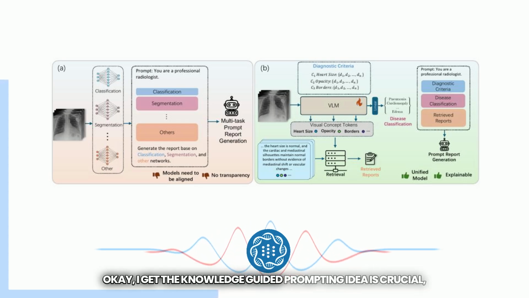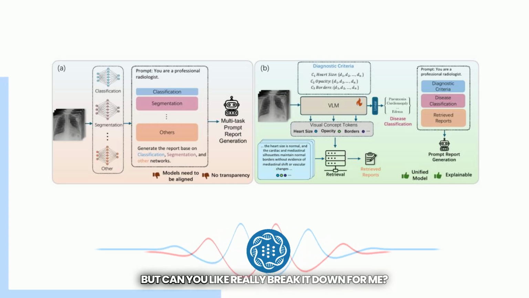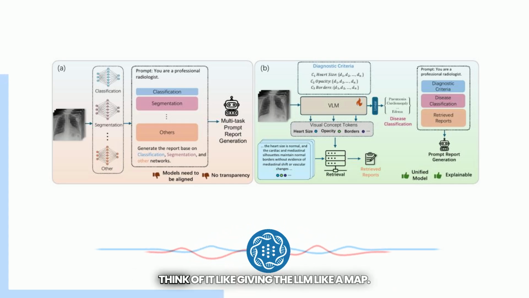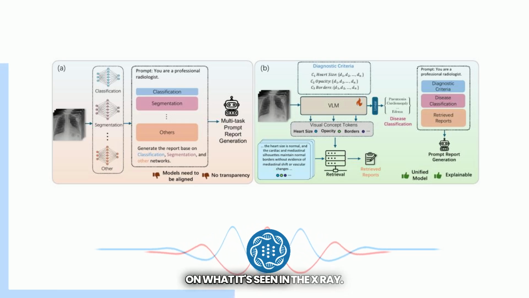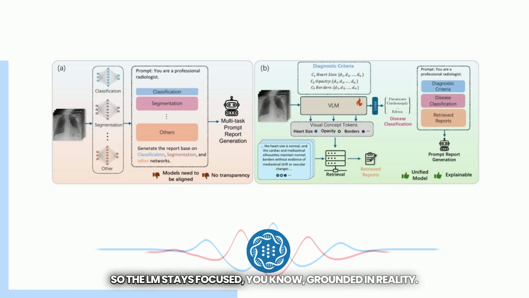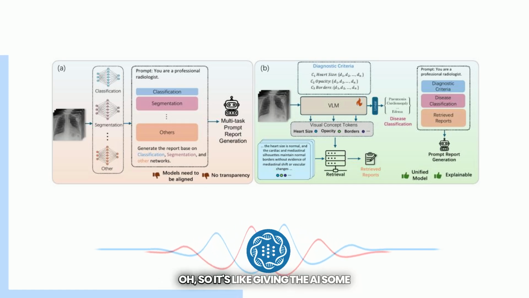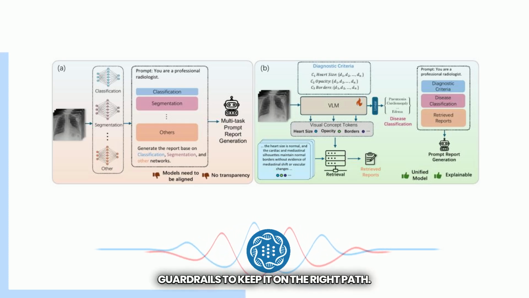Okay, I get that the knowledge-guided prompting idea is crucial, but can you really break it down for me? How does it work? Think of it like giving the LLM a map. Instead of letting it just wander around in all its huge language knowledge, RadAlign gives it very specific prompts based on what it's seen in the X-ray. So the LLM stays focused, grounded in reality. It's less likely to just make stuff up. Oh, so it's like giving the AI some guardrails to keep it on the right path. That makes a lot of sense.